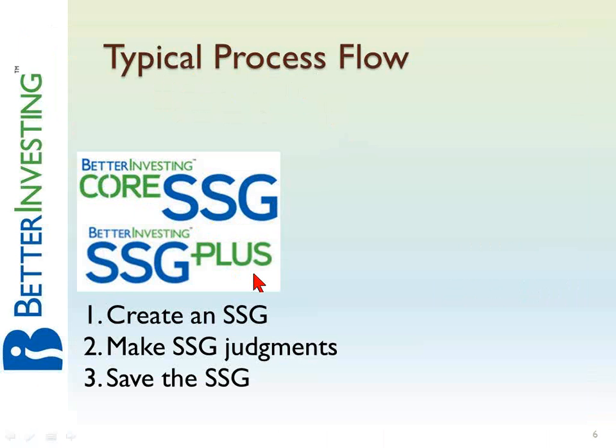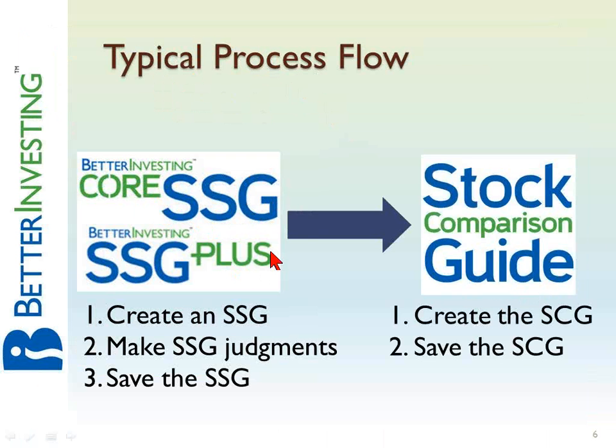I'll point out right now that there may be people in our audience that use our older desktop tool, which is called Toolkit. It also has a stock comparison guide, but the two systems don't talk to each other. So for the online comparison guide, you need to have a study that already exists in our database. Then, once you have those studies, you move them to the stock comparison guide, create it, and save it, and do your comparisons. So that's the typical process flow.